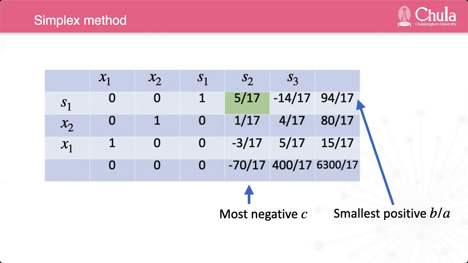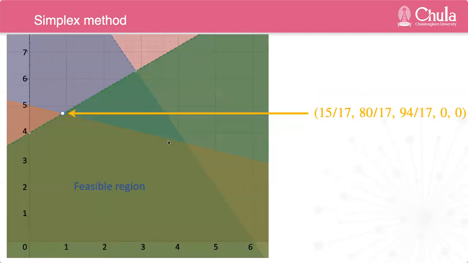Okay, so now we move to what is the current point? Our solution now, the basic feasible solution at this iteration is x1 equals, sorry, not 1, 1, it is 15 over 17, right? And x2 is 80 over 17. S1 is 94 over 17, and S2 is 0, S3 is 0. Okay? We are at this point.